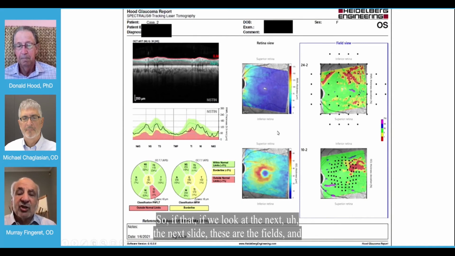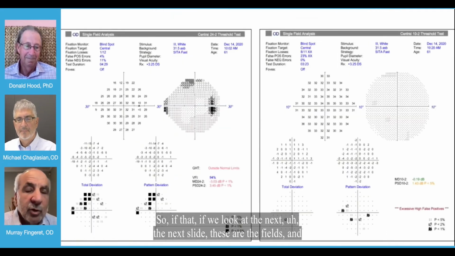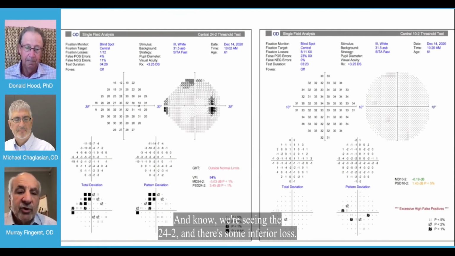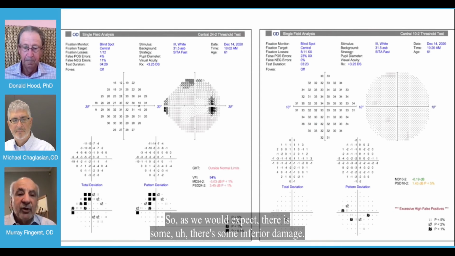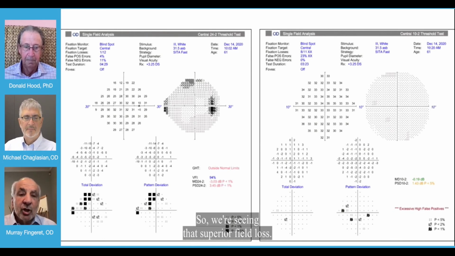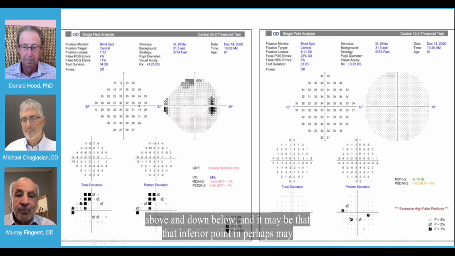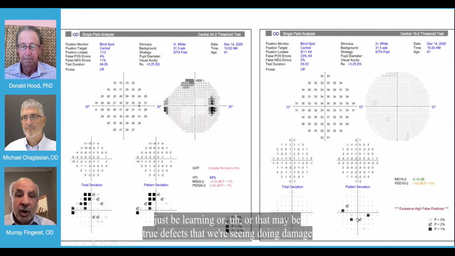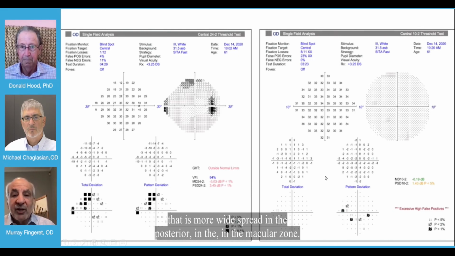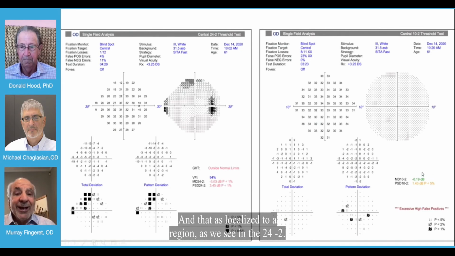So if we look at the next slide, these are the fields, and this is the right eye, and we're seeing the 24-2, and there's some inferior loss. So as we would expect, there's some inferior damage. So we're seeing that superior field loss, and for the 10-2 in this case, we're seeing some central loss both up above and down below, and it may be that inferior point may just be learning, or that may be true defects, that we're seeing damage that is more widespread in the macular zone and not as localized to a region as we see in the 24-2.